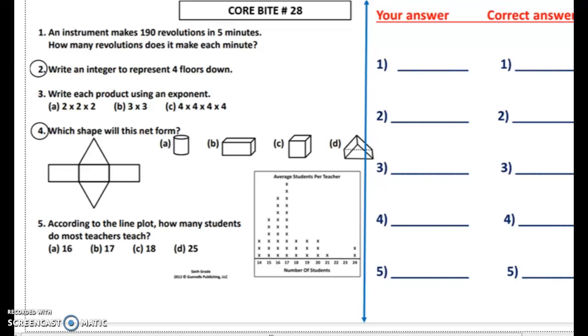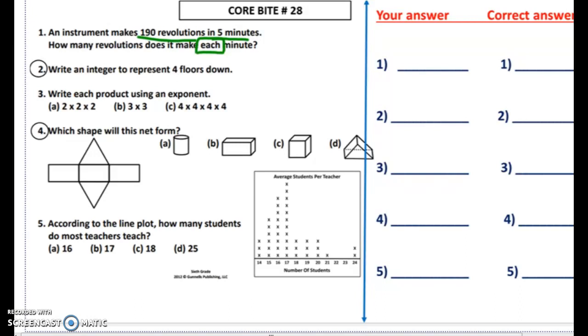Today you're completing core bite number 28, so make sure that you have that out in front of you right now. Number 1 says an instrument makes 190 revolutions in 5 minutes. How many revolutions does it make for 1 minute? You really shouldn't need a hint with this because we've done so many like this.